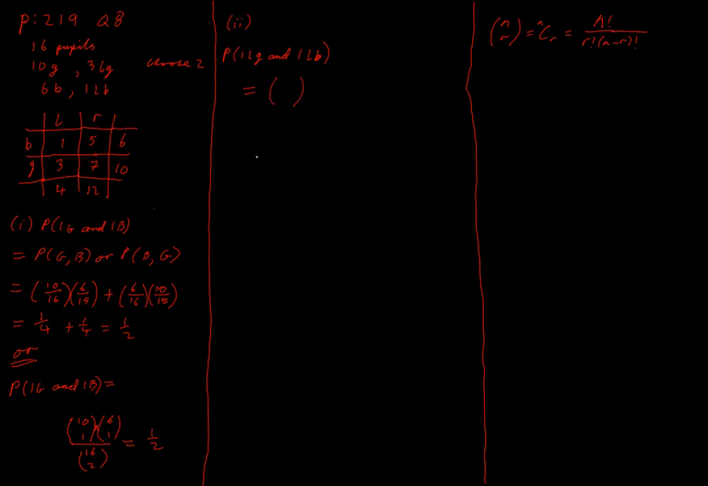Well, let's deal with the girls first. Sorry, I meant to put a G here. G, B. So, my L, left-handed girl. Well, I have 3 left-handed girls, and I want to pick one of them. And means multiply. One left-handed boy. Well, there is only one left-handed boy, and I want to pick one of them. And this is what I want divided by my total number of ways of picking 2 people from 16.